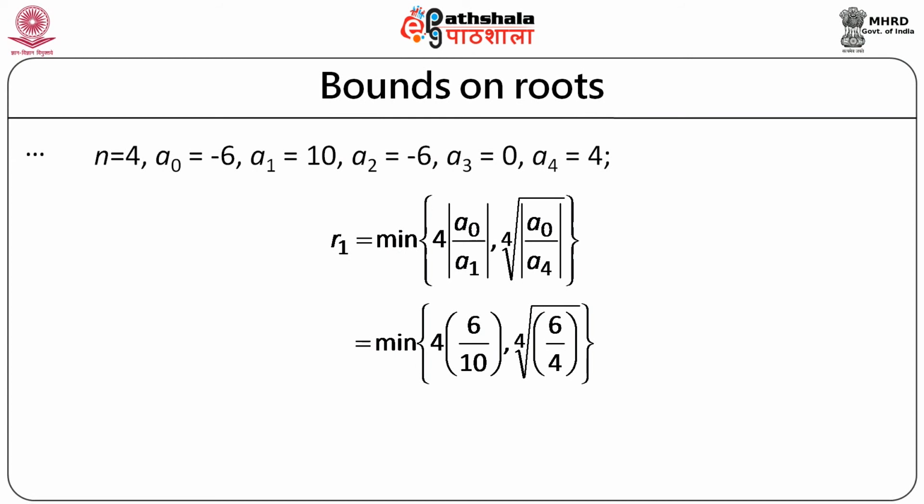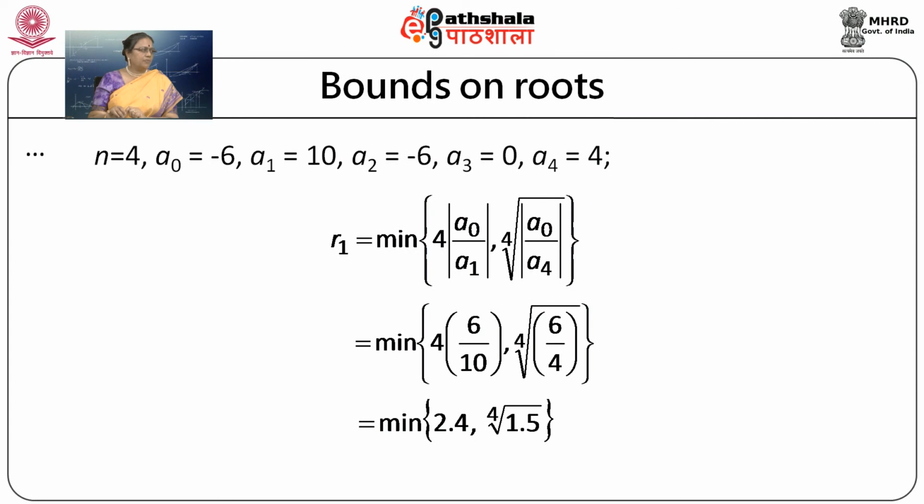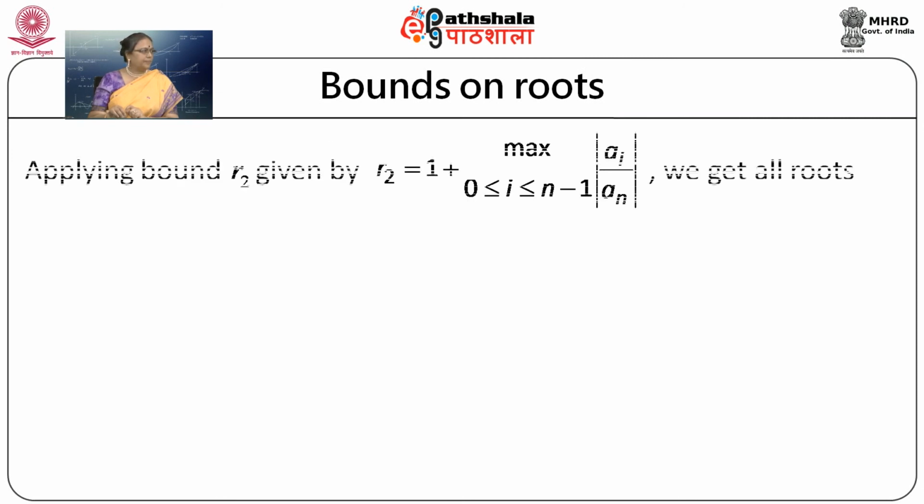So, 6 by 10 is 0.6, 0.6 into 4 is 2.4, and 6 by 4 is 1.5, and the 4th root of that. So, the minimum: 2.4 is bigger than 1.5. So, the minimum of 2.4 and the 4th root of 1.5 is the 4th root of 1.5, which gives us 1.1067. So, the result says that at least one root will lie within a distance of 1.1067 from the origin.